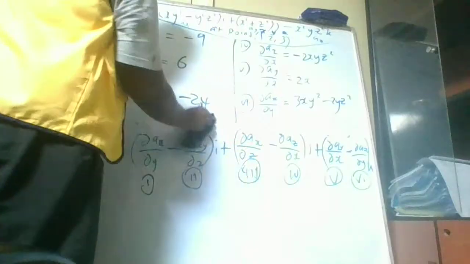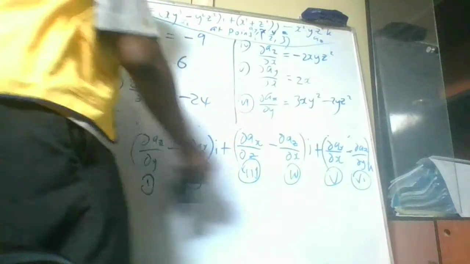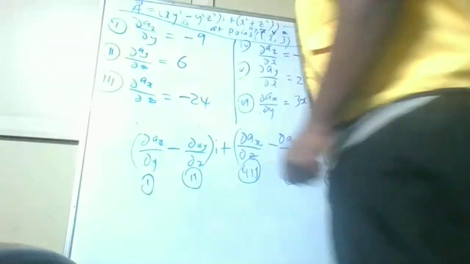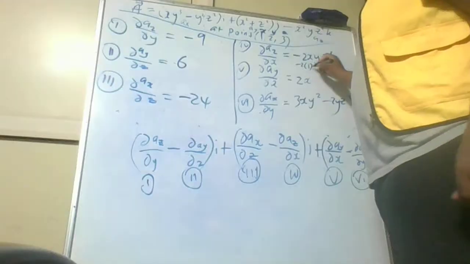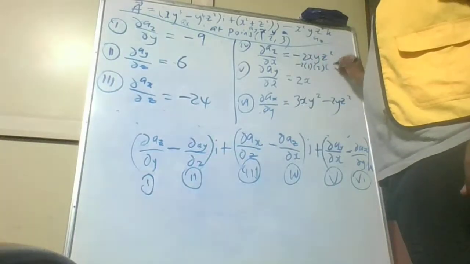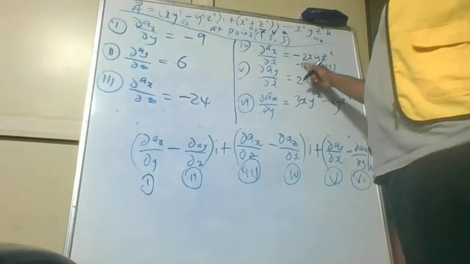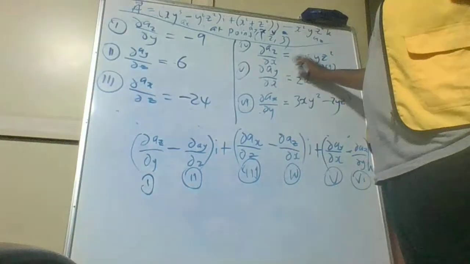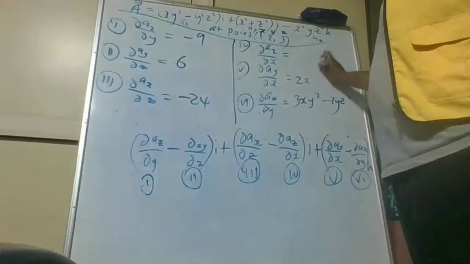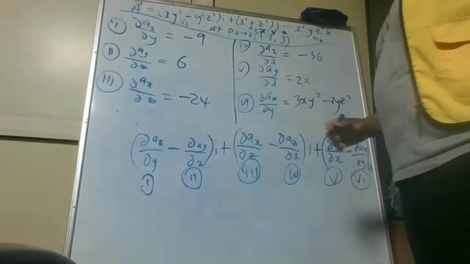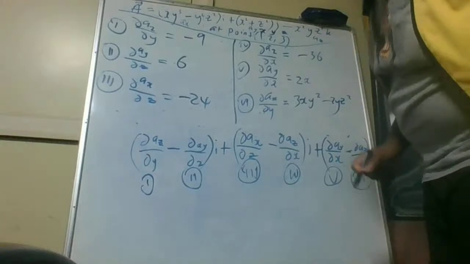Negative 24. Okay. Here we have negative 2 times x is 1 times y is 2 times z squared, that is 9. So that will be negative 4, that's negative 36. Negative 36.